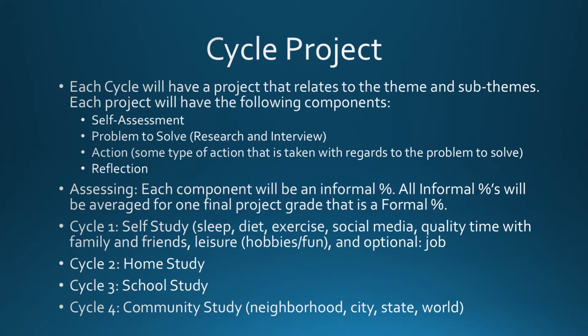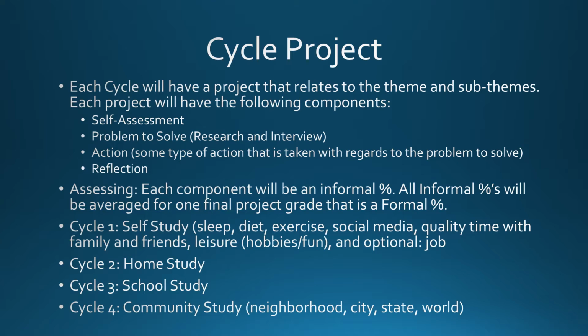Assessing for the cycle project, each component will be an informal percent, and all of those informal percents will be averaged for one final project grade. That's a formal percent at the end. So you'll have several smaller component informal percents in PowerSchool, and then one formal project grade that is an average of all the informal percents. That basically counts as your test grade for each cycle.